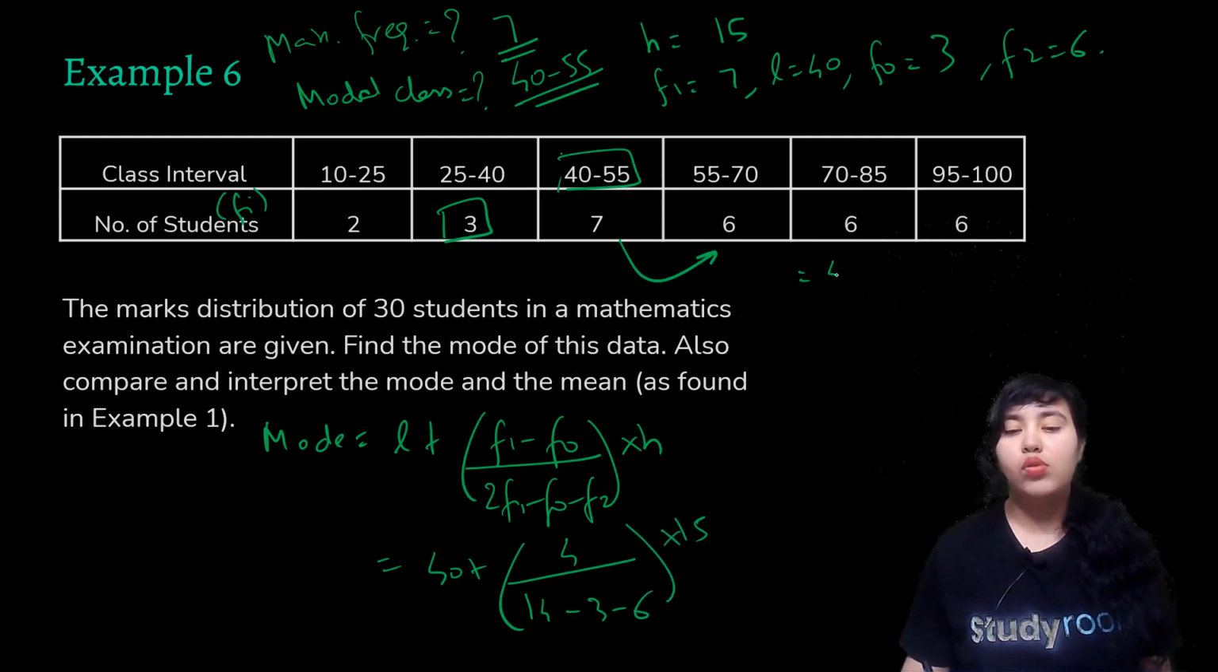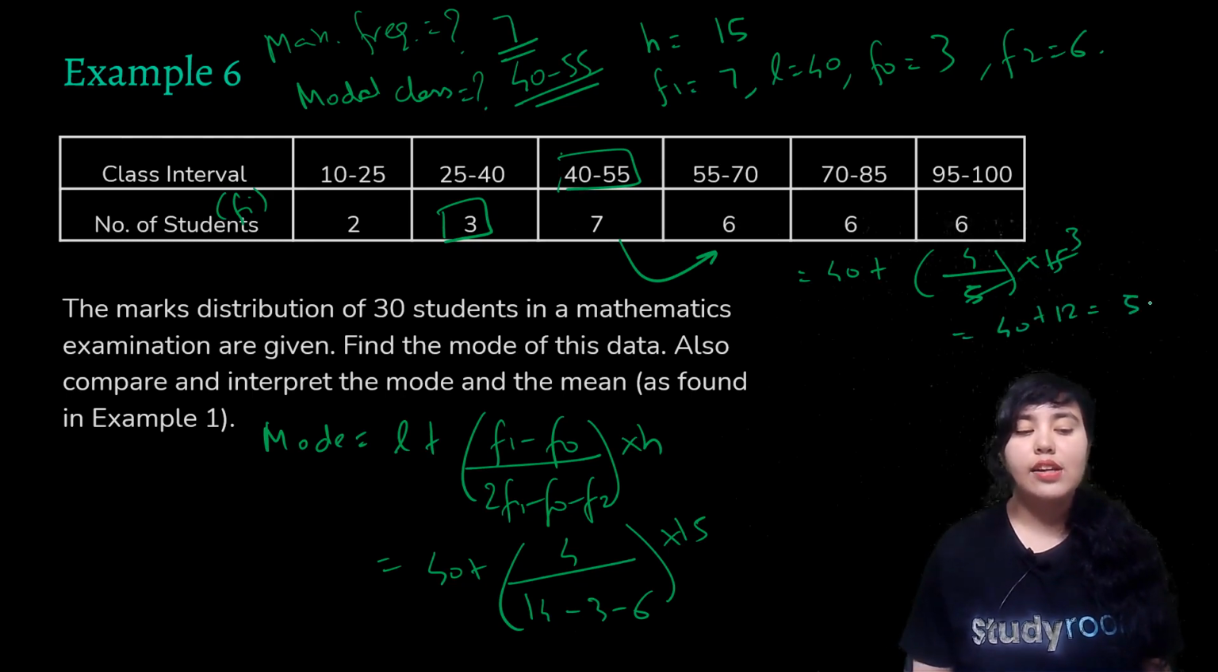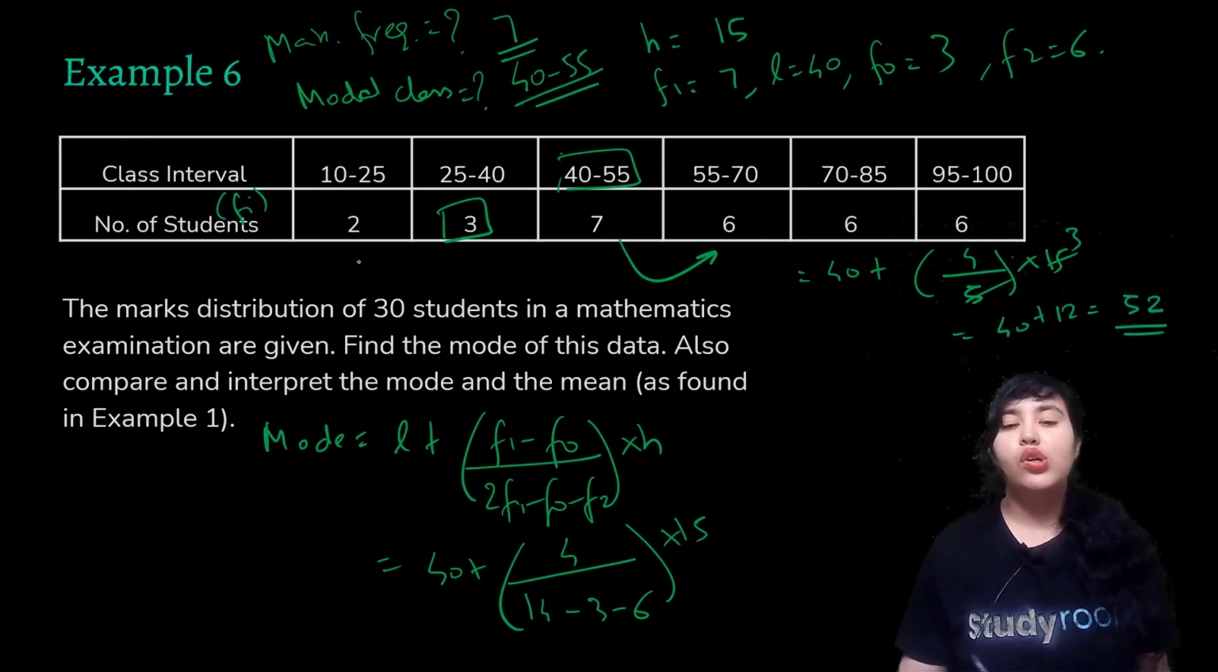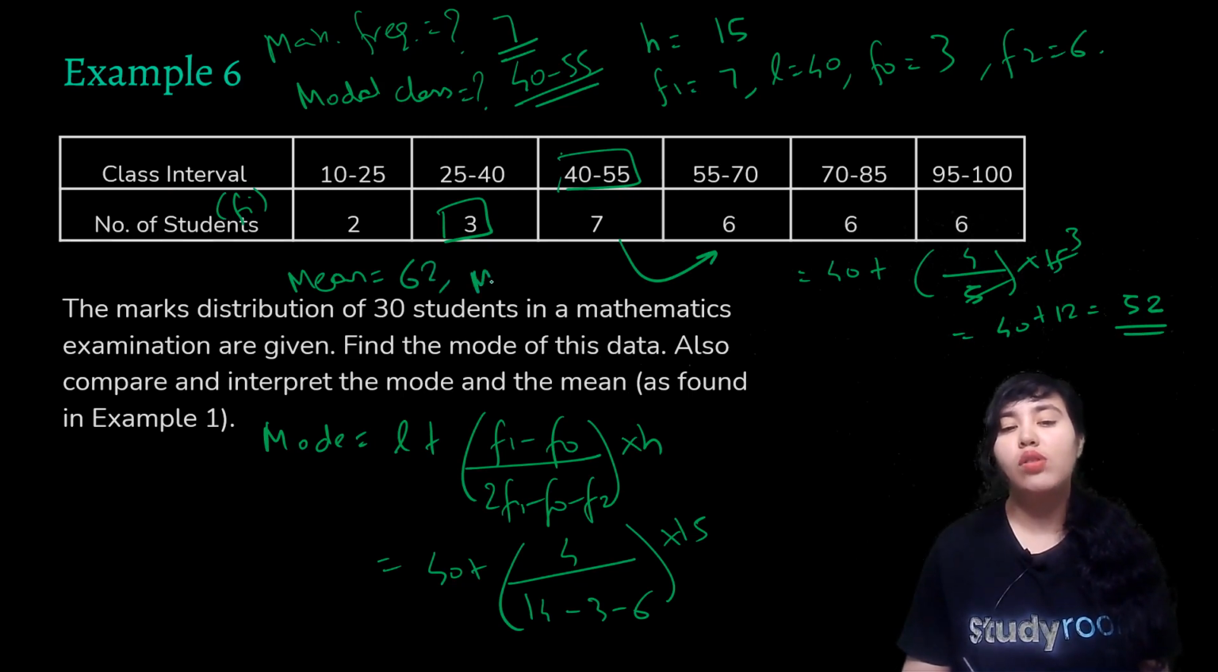So this will become 40 plus 4 upon 14 minus 9, which is 5, into 15. So 5 3s are 15, you will have 40 plus 12. That will give you 52. So the mode of this data is 52. If you remember, for the same grouped data, when we calculated the mean, just flip back your pages and you will find this question. The mean turned out to be 62 and now the mode for this data is turning out to be 52.